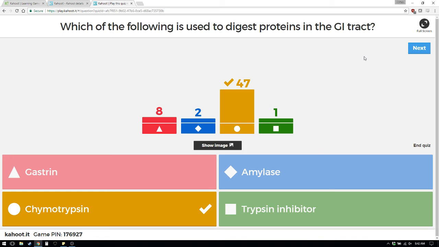Yeah, breaks down sugars. Gastrin? Yeah, it doesn't actually catalyze any of those reactions. It just helps to secrete more of things like HCl and whatnot, right? So that would not be the case. And then trypsin inhibitor, what does that do? Inhibits trypsin, which does what? What does it prevent us from doing? Yeah, preventing auto-digestion of the pancreas. Perfect. All right.